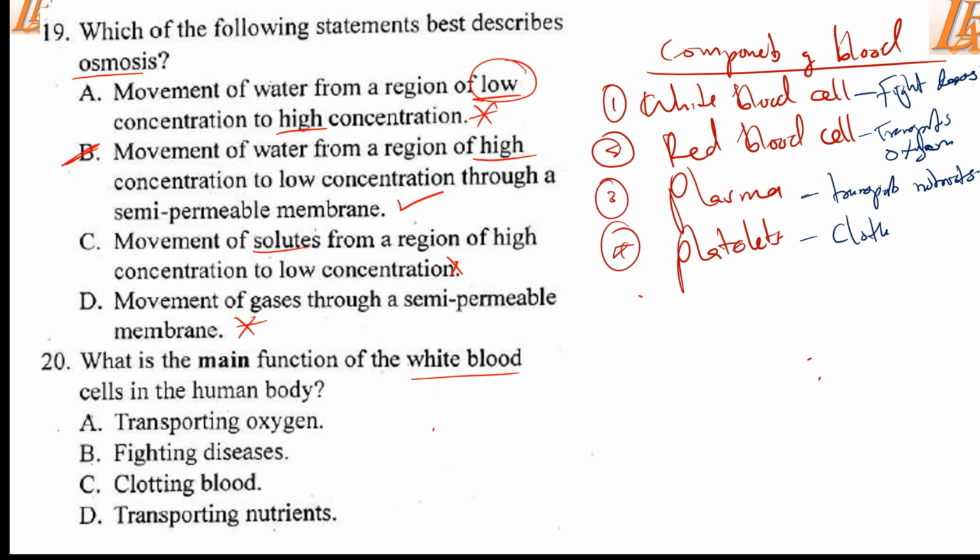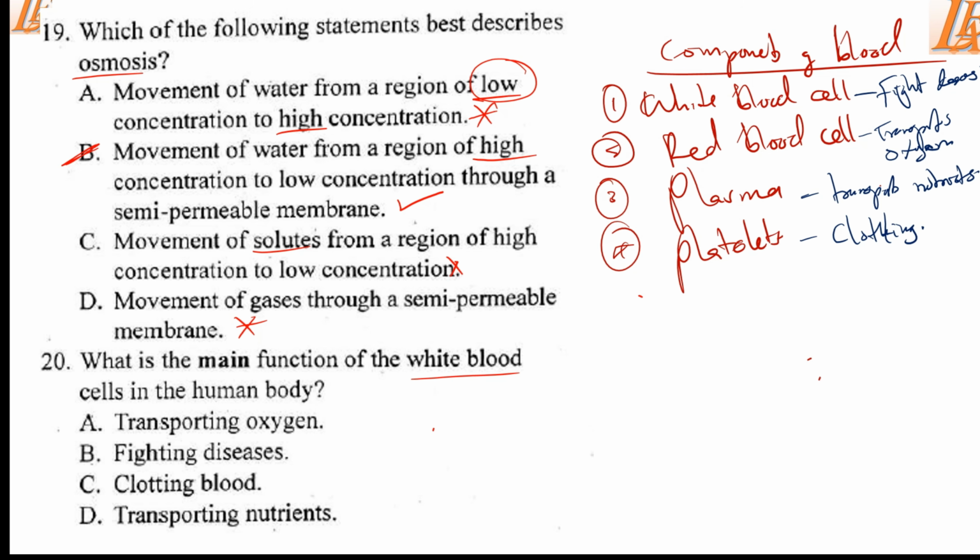Clotting is when you get an injury and then the blood clots over to seal the wound and stop the blood from overflowing. That's what you call clotting. So in this case, let's now go to the question. What is the main function of the white blood cell in a human body?